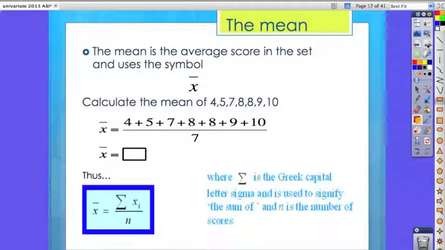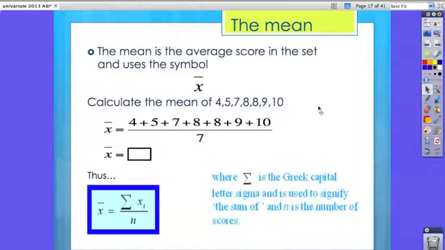Okay, so the first one we're going to have a look at is the average, also known as the mean. Our symbol that we use, and you'll use on your graphics calculator, is this one here, the X with a line above it. Today we're not going to focus on using your graphics calculator, that will come later in the week, but we're going to calculate the mean manually.